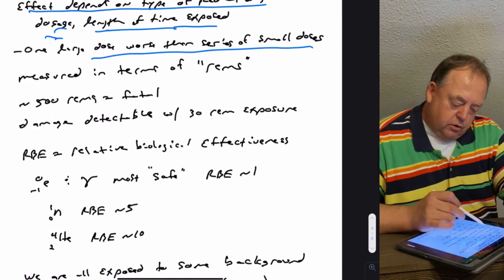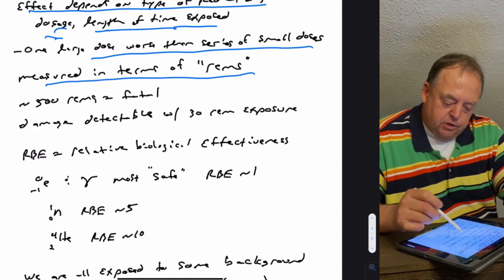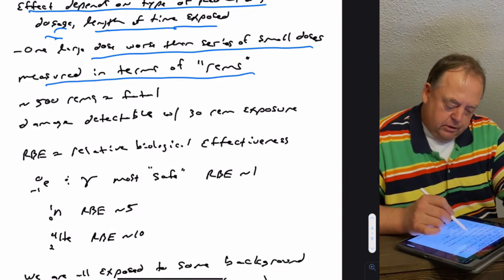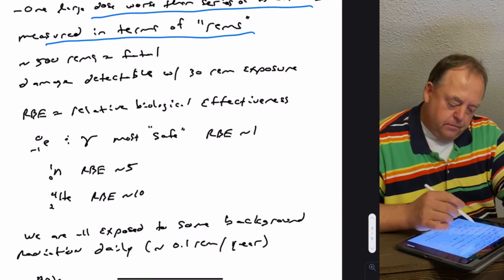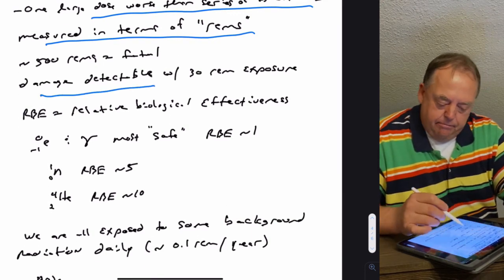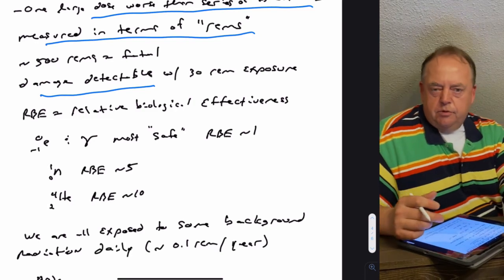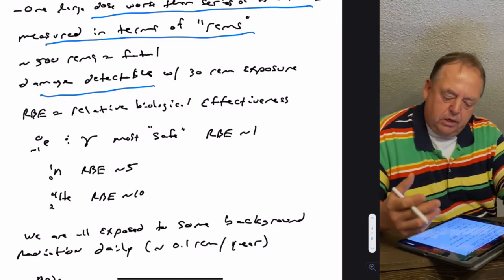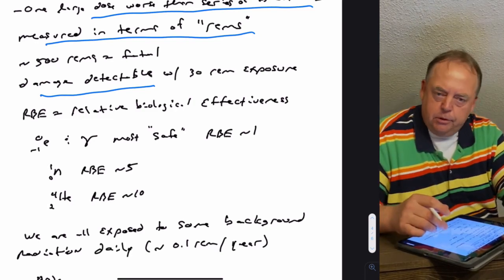So in terms of biological effect, it's measured in terms of what are known as rems, so around 500 rems can be fatal, but damage can be detected with dosages of up to around 30 rems. So 30 rems and above is going to be pretty dangerous.